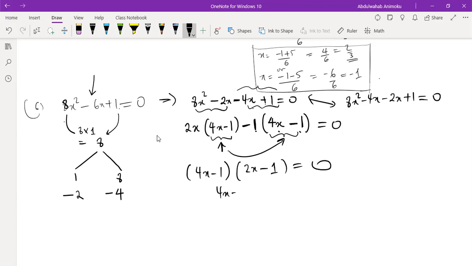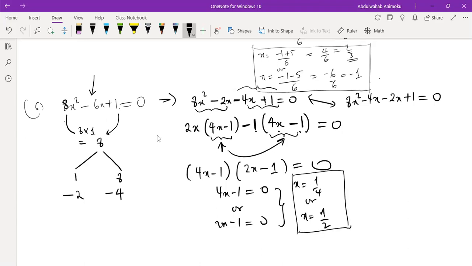Now this means 4x - 1 equal to 0, or 2x - 1 equal to 0. And what does this give us? x equal to 1/4, or x equal to 1/2. Okay. And now as your exercise, try to use this to arrive at the same conclusion, as well as use the quadratic formula. So this would be your exercise.